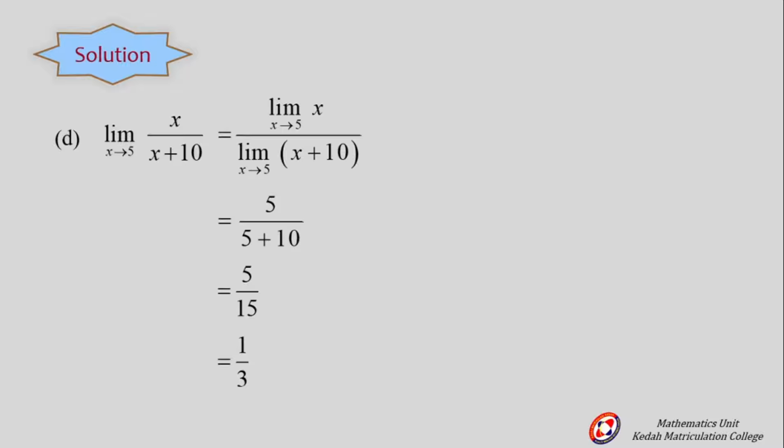Last one, E. Limit of the square root of 2x minus 3 as x approaches 3. For this example, we cannot split 2x minus 3 because it is under a square root. So we just substitute x equal to 3 into x. So we get the square root of 2 times 3 minus 3. Then the answer is the square root of 3.